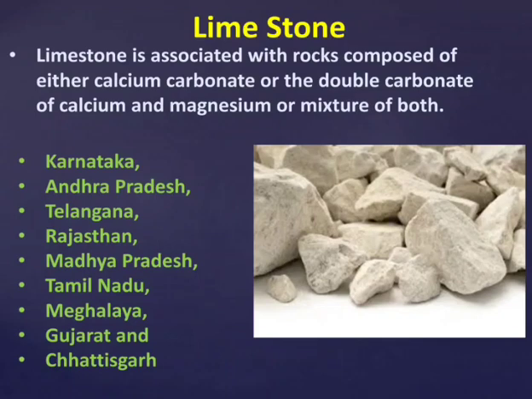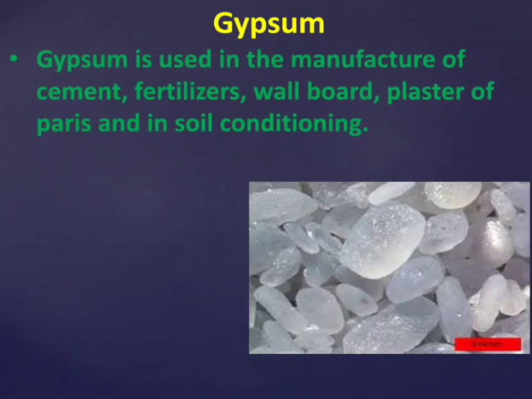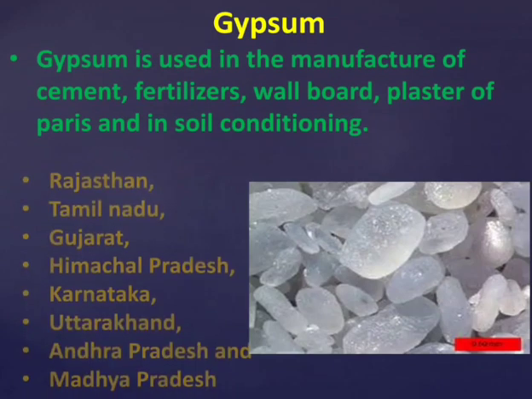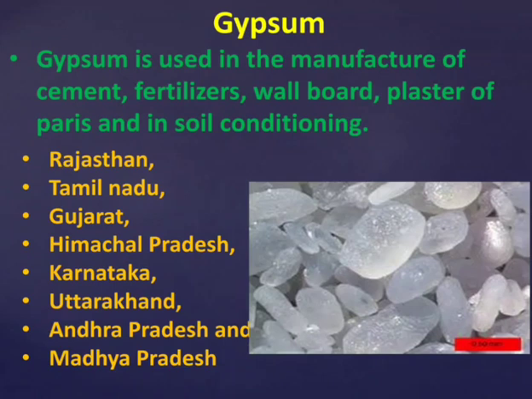The next one is gypsum. Gypsum is a common mineral and has a great commercial value. This mineral, gypsum, is available from the sedimentary rocks. It is a transported mineral and it is also used in fertilizers and cement, as chalk, drywalls and even as dental stones. Rajasthan, Tamil Nadu, Gujarat, Himachal Pradesh, Karnataka, Andhra Pradesh and Madhya Pradesh are the major producers of gypsum in India.